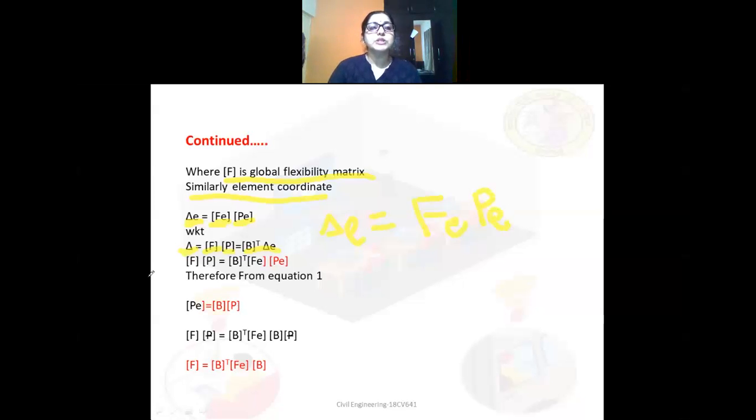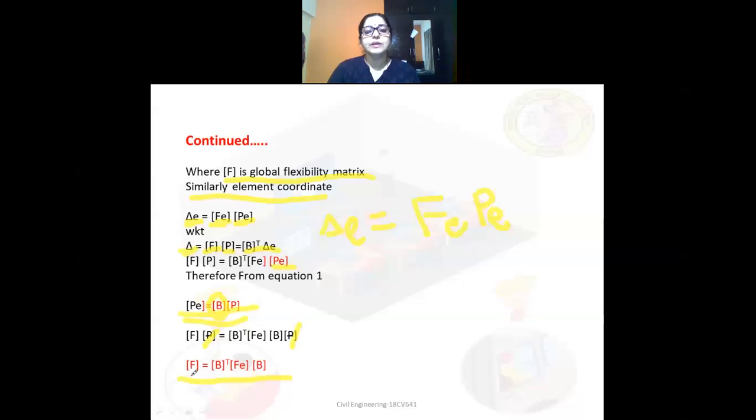So from equation 1, the element force matrix is connected to the global force with the help of this B, the transformation matrix. Therefore, F into P is equal to B transpose into Fe, that is the element flexibility matrix. Instead of Pe, I can write B into P. So this P and this P get cancelled. What is left now is F is equal to B transpose into FE into B.